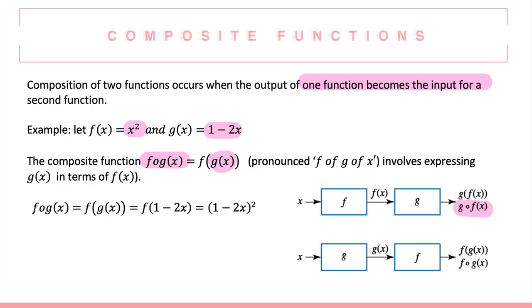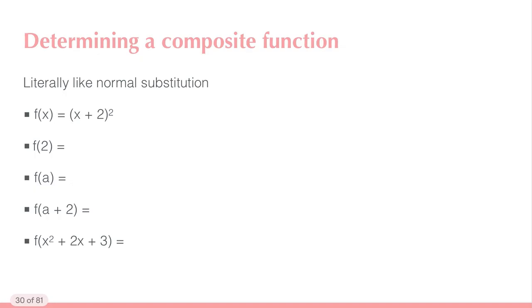Now, very simply, how do you do this? Wherever you see x, all you need to do is input that in. So instead of putting in a certain value, you put in the whole function. This page here is just to practice that. It's literally like normal substitution. So we have the function f of x.